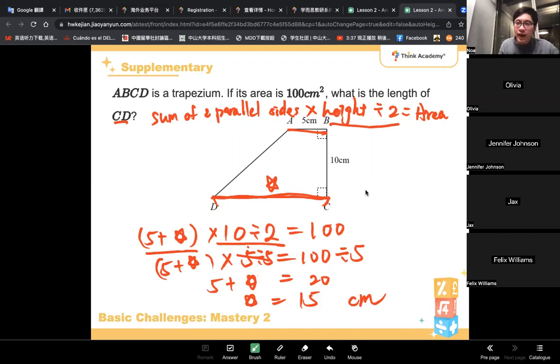So the area formula of a trapezium is the sum of the parallel sides times the height, divided by 2. So I times the height here. This is the height. 10 is the height, right? Do you agree with me? Yes. And divided by 2.